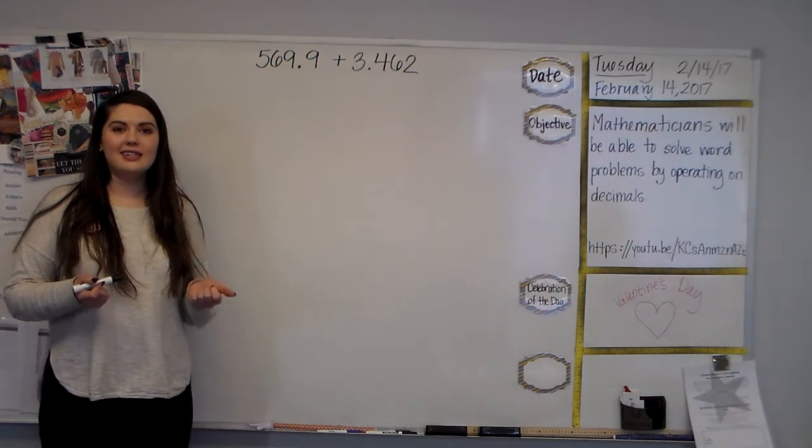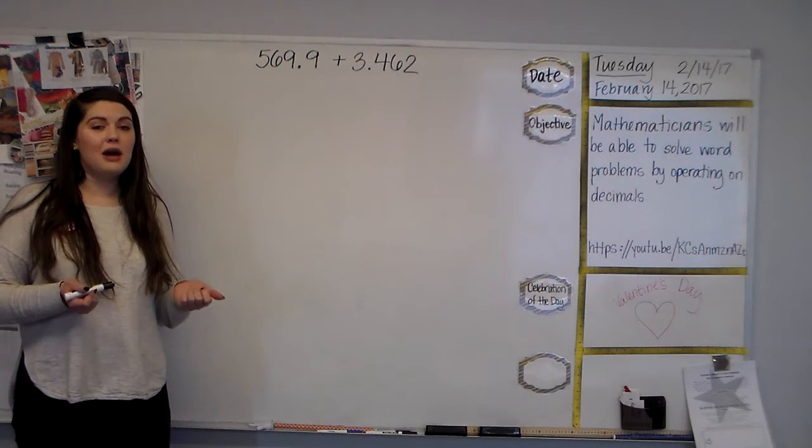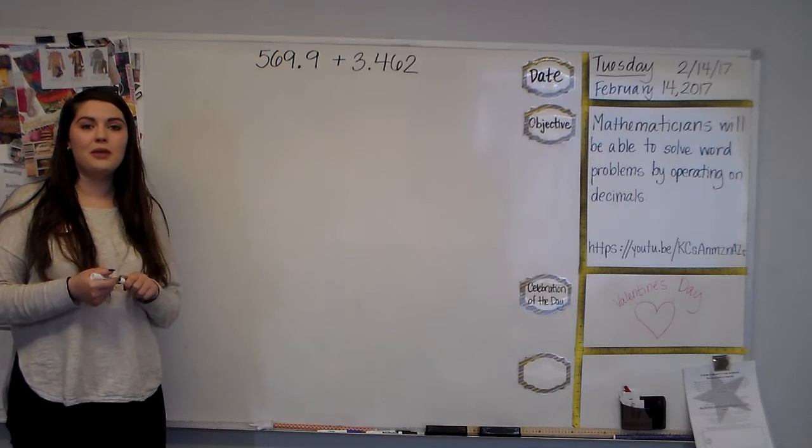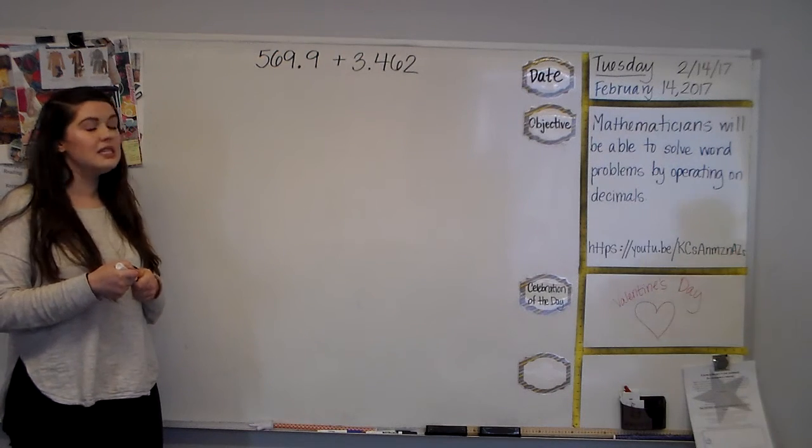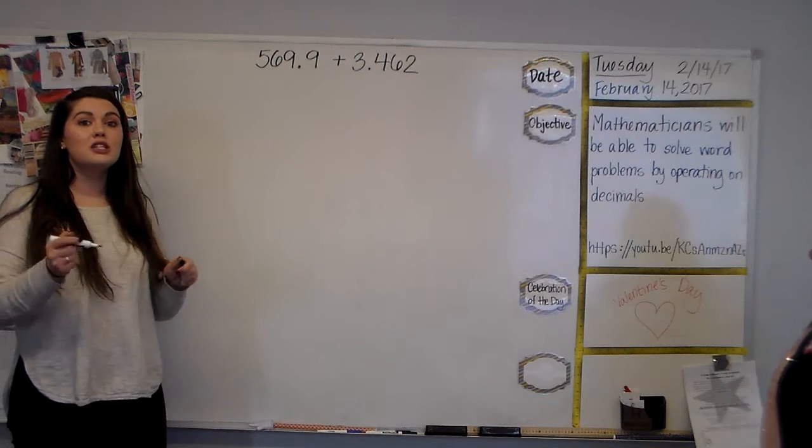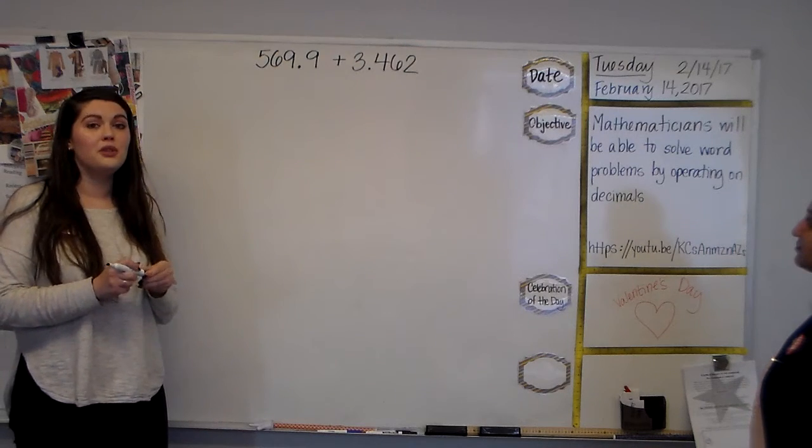Today we're going to be adding decimals. We're going to be using a model as well as standard algorithm. The problem that we are starting with is 569 and 9/10 plus 3 and 462 thousandths.